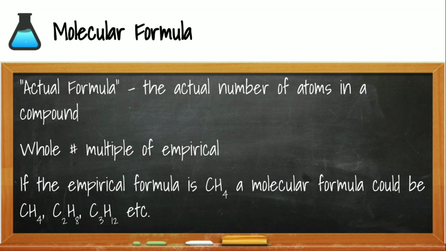Sometimes you'll have to determine the molecular formula when you are given the empirical formula and the molecular mass. Know that the molecular formula is always a multiple of the empirical formula. For instance, compounds with the empirical formula CH4 could be CH4, or if we multiply by a factor of 2, it could be C2H8, or if we multiply by a factor of 3, we could have C3H12.